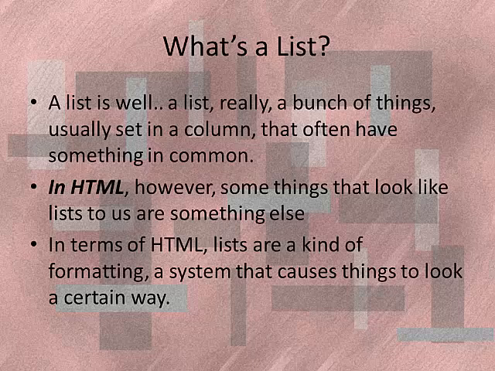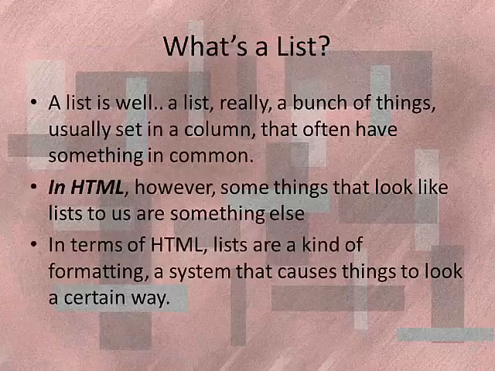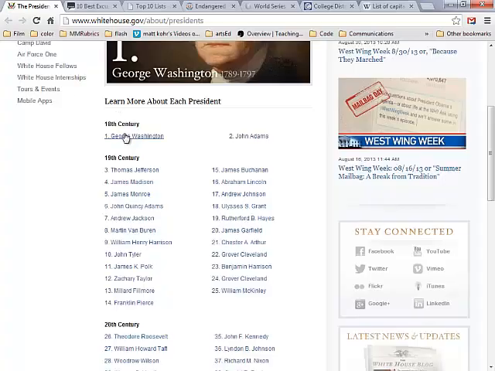In HTML, lists are a kind of formatting, a system that causes things to look a certain way. Let's take a look at some examples, that'll make more sense. Here's a bunch of presidents in a list, and notice that they're numbered and sequential, and these happen to have links on them also. That's kind of cool.